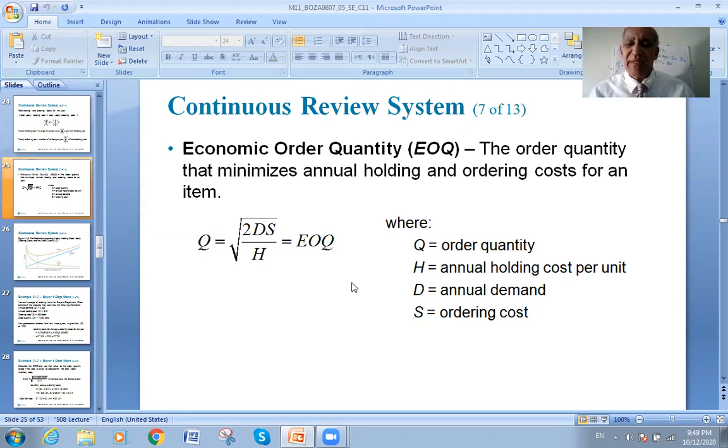Actually, the rule and the equation are very easy. Q stands for the economic order quantity. D is the demand for the year, the annual demand. S stands for the cost per order, or the ordering cost, divided by H, which is the holding cost for one unit, holding cost for only one unit.